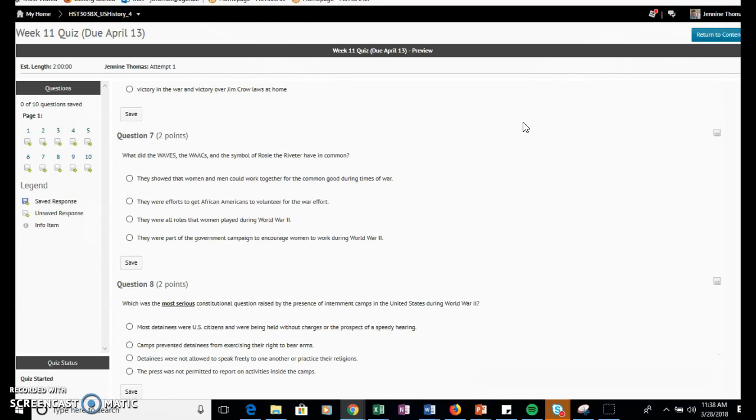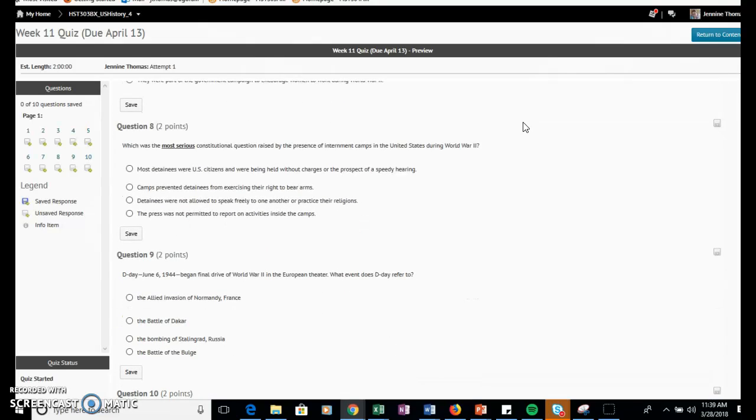Question 7. What did the WAVES and the WACs and the symbol of Rosie the Riveter have in common? They showed that women and men could work together for a common good during the times of war. They were efforts to get African Americans to volunteer for the war effort. They were all roles that women played during World War II. They were part of the government campaign to encourage women to work during World War II.